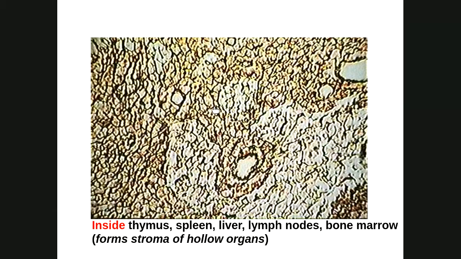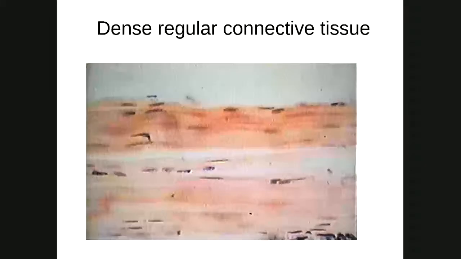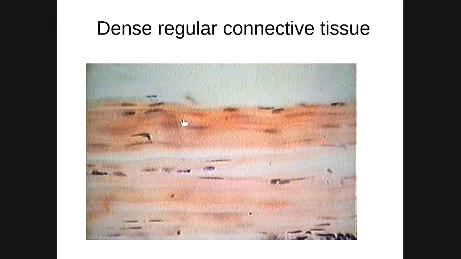All right, let's check out some of our dense connective tissue. The first type of dense connective tissue is dense regular connective tissue. Well, you can see there's not very much ground substance. Don't pay attention to this area here. This is outside of that tissue. But you can see there's very little white.